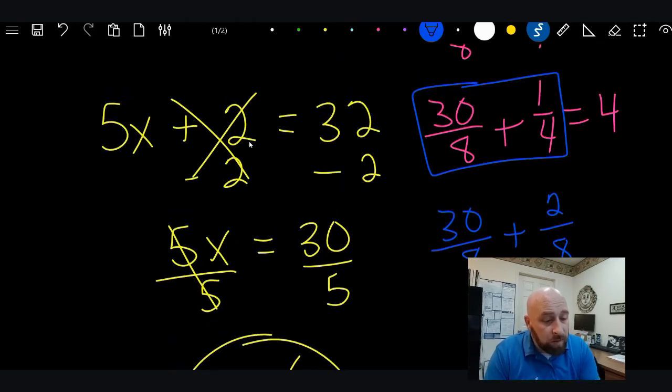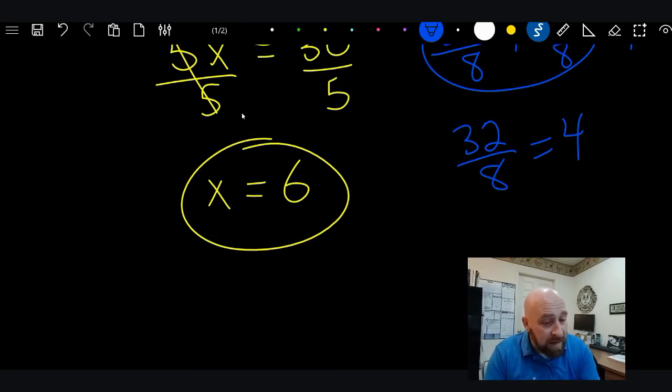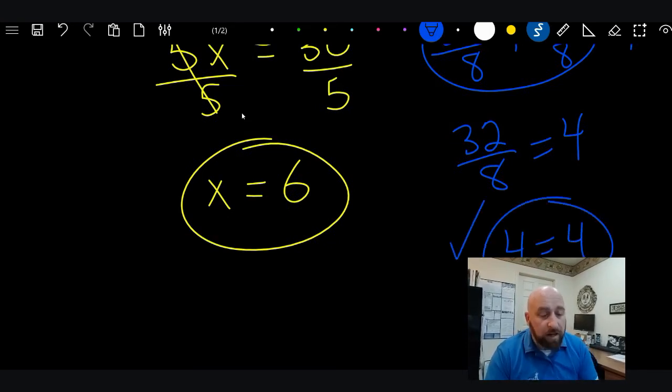So equals 4. Well, now we can add these, and what do we get? 32 over 8 equals 4. Well, what is 32 divided by 8? It's 4. 4 equals 4. Our check works.